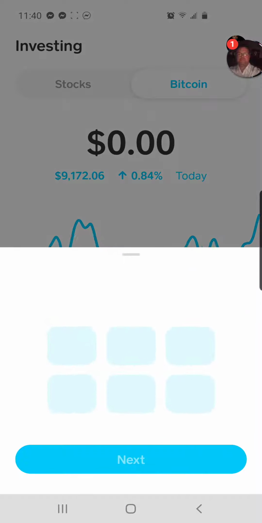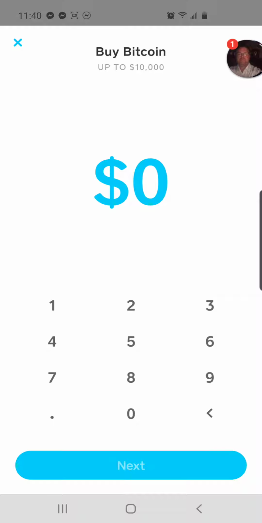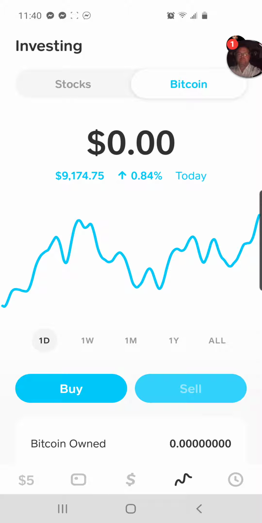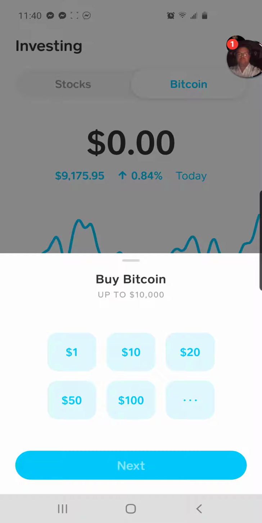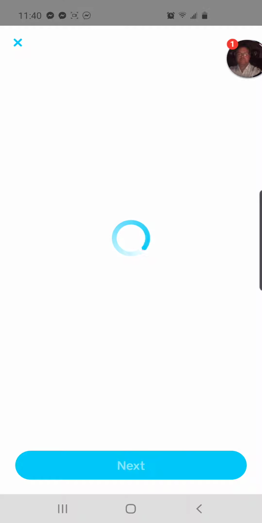So I'm going to click on the blue buy button there, and it's asking me $1, $10, $20. But if I want to put in a certain amount, and I've got $5 in there, you see it's not on that. So let's say I want to click on those three dots. Okay, so let's go back there again. Make sure we got it right. Those three dots in the right-hand bottom corner, right next to the $100 there. Click on those three dots and you can put in any amount you want. I'm going to put in $5 because that's what I have available in my Cash App, excuse me. And I'll hit this next button.